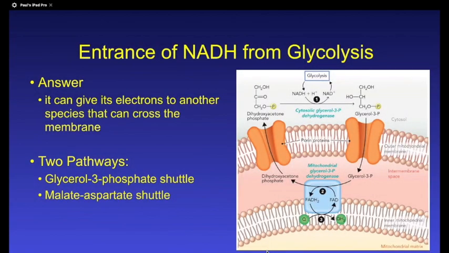There are two different pathways. One is called the glycerol 3-phosphate shuttle, and one is called the malate aspartate shuttle. Okay? I actually showed you a couple slides ago the entrance through the glycerol 3-phosphate shuttle. And this is what happens. Dihydroxyacetone phosphate is a glycolytic intermediate, yes? Okay. What enzyme produces dihydroxyacetone phosphate? What enzyme of glycolysis produces that?